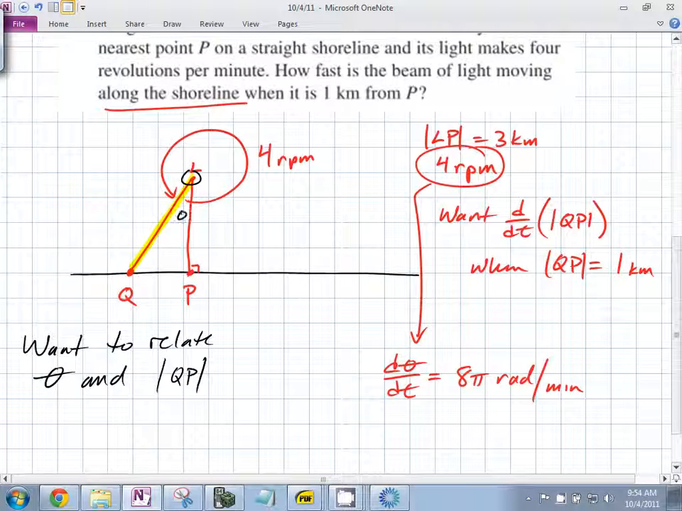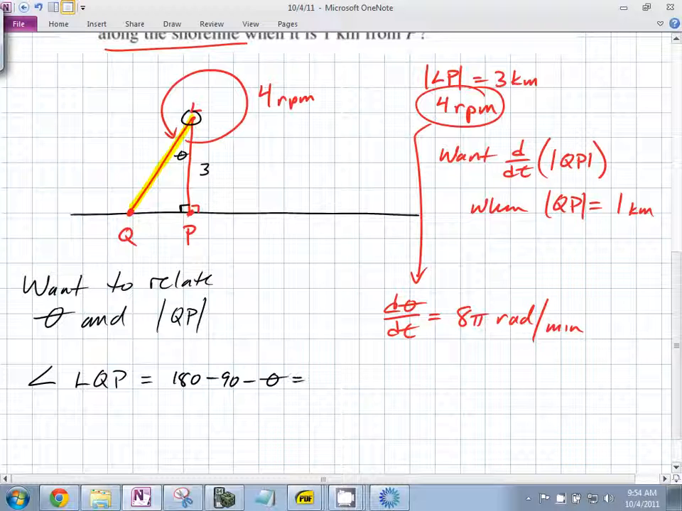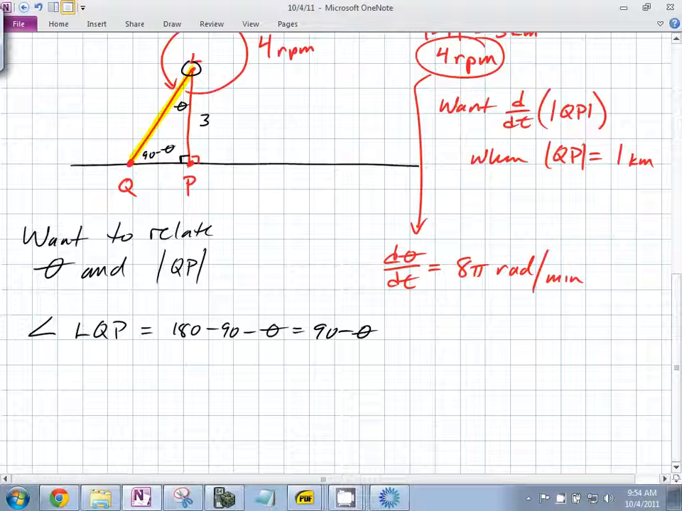Theta is going to be right there. We know what LP is. LP is 3, and this angle is 90, right? So what is angle LQP? If this is 90 right here, we know it's 180 minus 90 minus theta, which is 90 minus theta. That could prove to be helpful here.